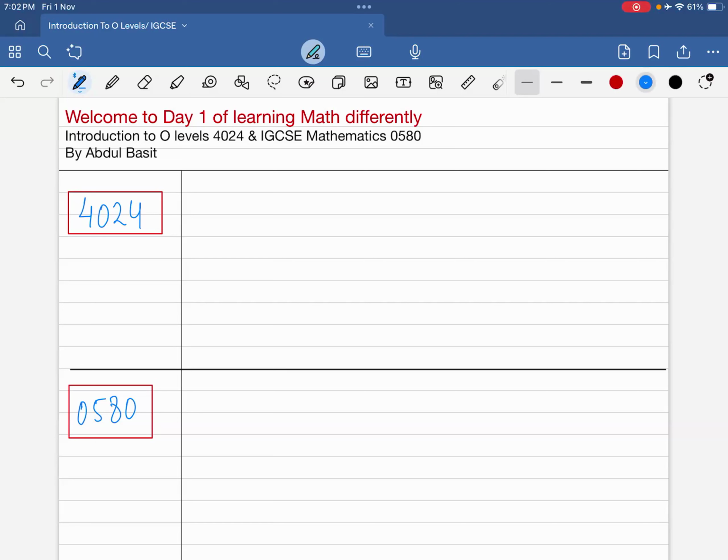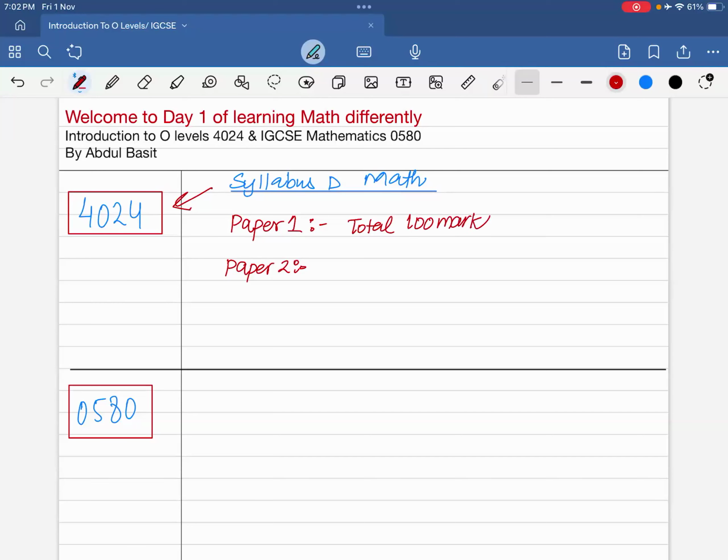O levels maths is called syllabus D math. It is syllabus D math. The class is under recording process, so you will get everything I'm writing here in detail. Beta, 4024 is the syllabus code of this subject. From May-June 2025, the paper is a bit changed because there are two papers again, paper one and paper two. They have just changed the total marks for paper one. Total mark for paper one is 100 marks, and paper 2 has the same total of 100 marks.